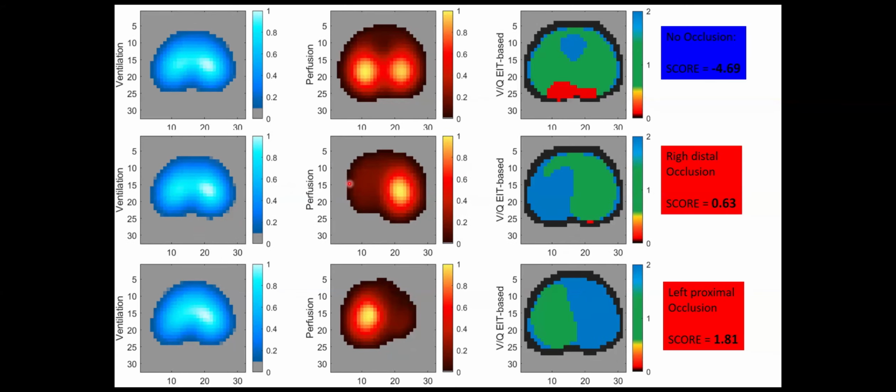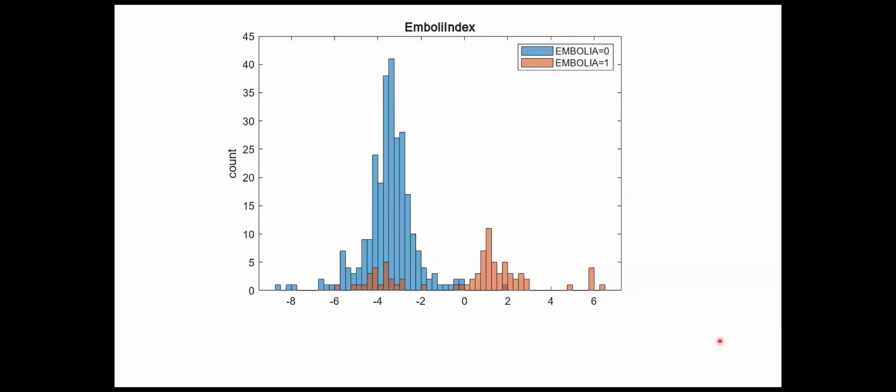Now, to the other side, the same phenomenon. When we have no pulmonary emboli, the score is negative. Distal occlusion, a small number, but positive. And proximal occlusion, a high number, positive.